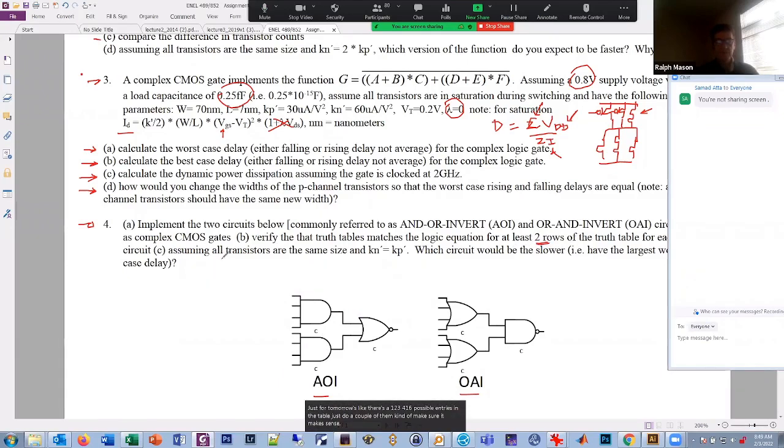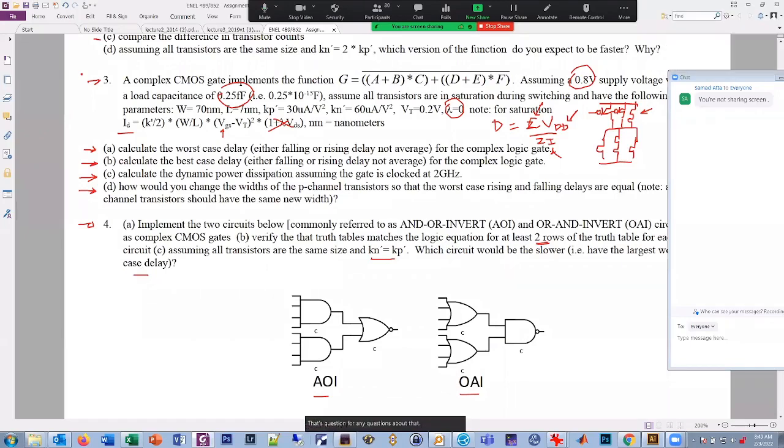And C says, assuming all transistors have the size K, so the KNs and KPs are the same, which circuit would be slower, i.e. have the largest worst case delay? Well, that's question 4. Any questions about that?